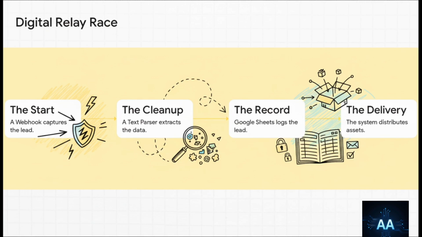So, our race has 4 key legs. First up is the start, where a webhook grabs the lead. Then comes the cleanup, where a text parser makes sure all the data is squeaky clean. Third, we have the record, where Google Sheets logs everything. And finally, the delivery, where the system sends out the goods.